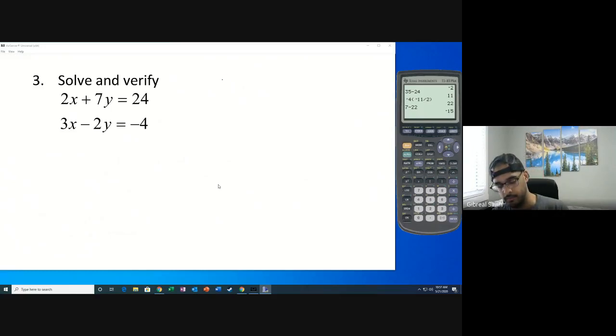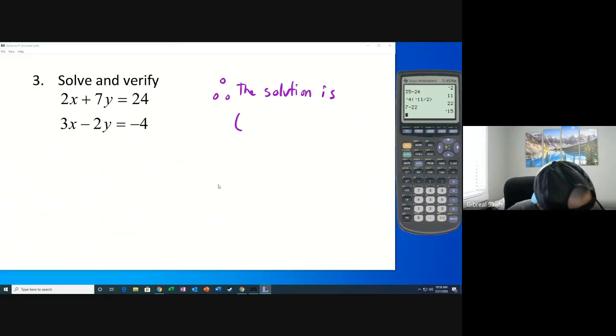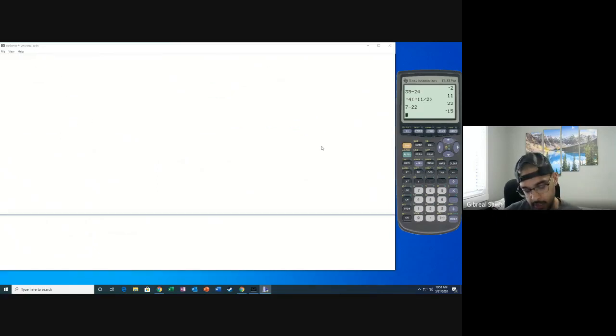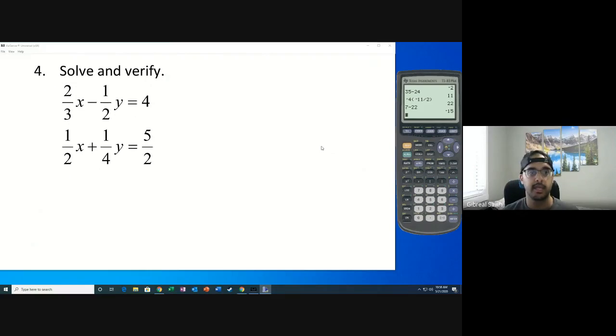So here, the solution is, I don't think it's a nice one, 4 over 5, comma, 16 over 5. So you do have a little bit of fraction work to deal with, but this should be that solution, okay? I do really want to focus on the other few that are in here, especially one that looks like this. I think our time's better used here.